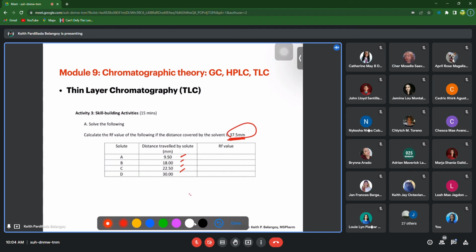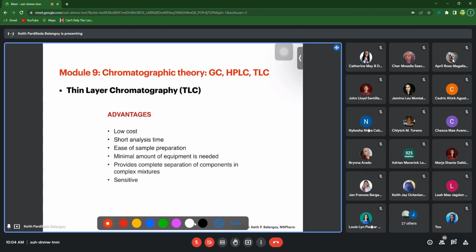That's for activity 3. I've mentioned the advantages of your TLC: low cost and sensitive. So if there are changes or fluctuations, it can identify them. That should be sensitive.